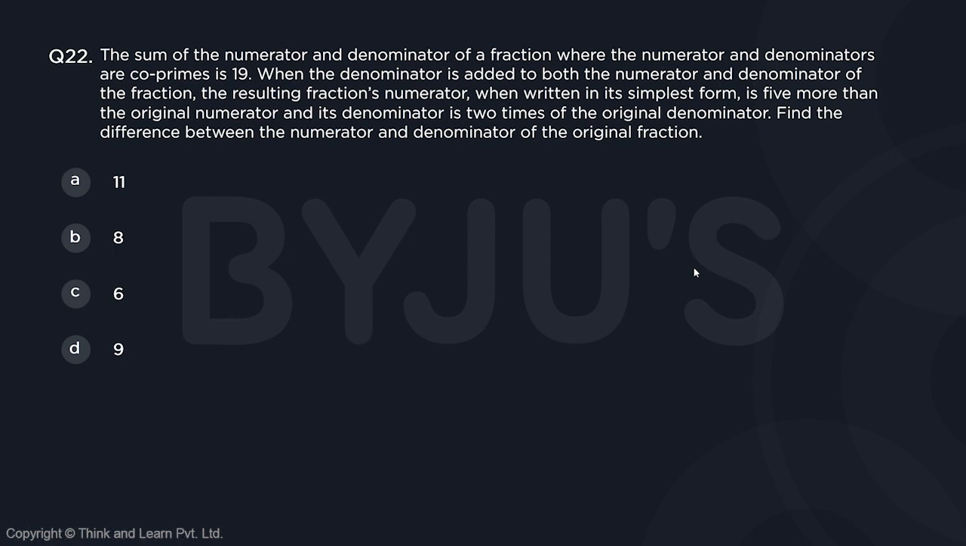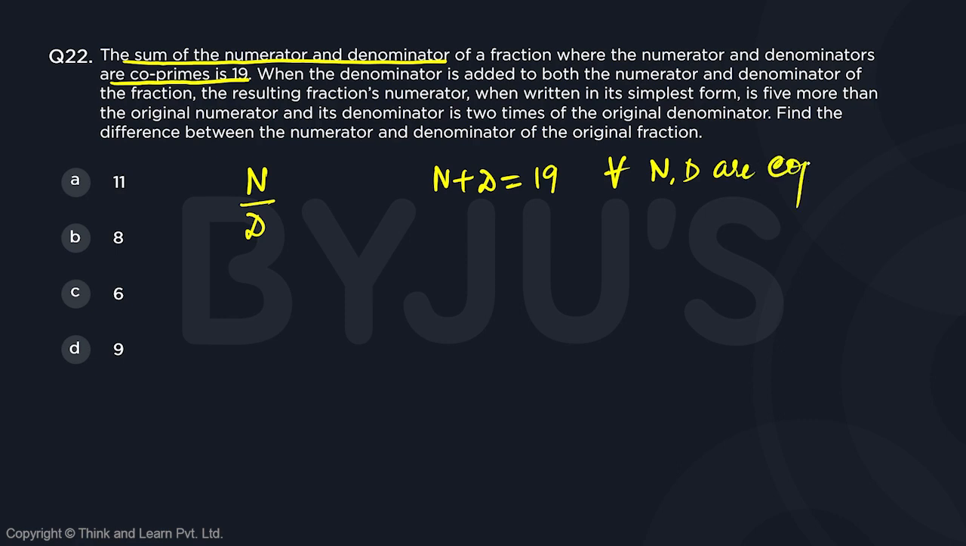Well, if we read it smartly, what we realize is that the numerator and denominator are co-prime and their sum is 19. So if I take the numerator as n and the denominator as d, then n plus d is going to be 19, where n and d are co-prime. Now, since n and d are integral values, obviously positive integers, and the sum is odd, the difference is also going to be odd, isn't it?